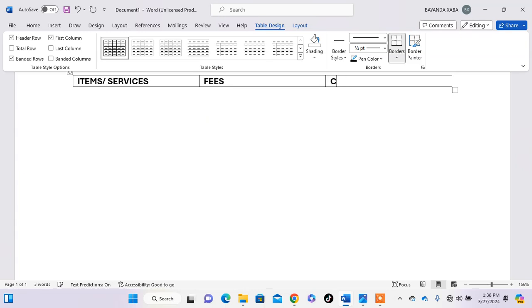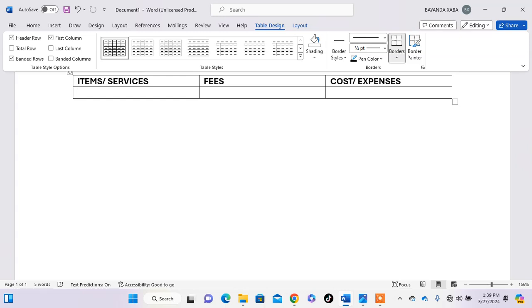Let me write it in bold: cost, or expenses. Right? Then you go to the second line of the column.